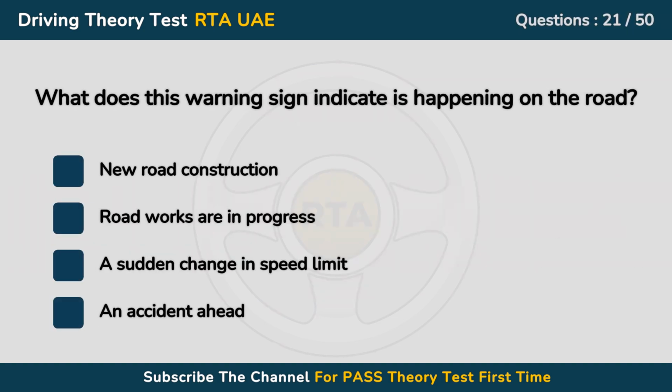Question 21. What does this warning sign indicate is happening on the road? A. New road construction. B. Road works are in progress. C. A sudden change in speed limit. D. An accident ahead.